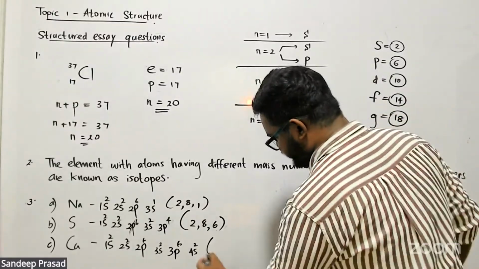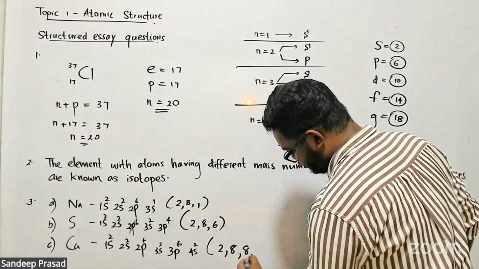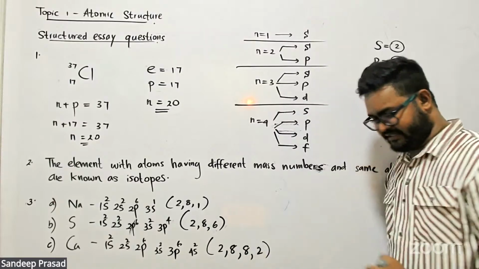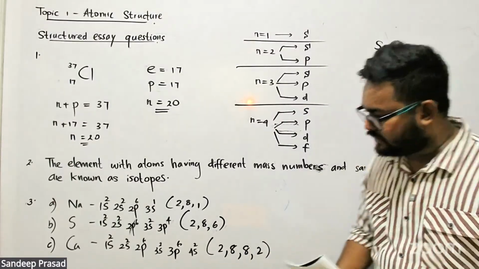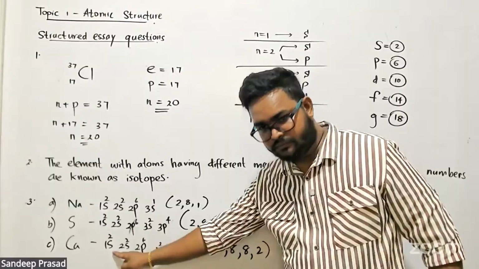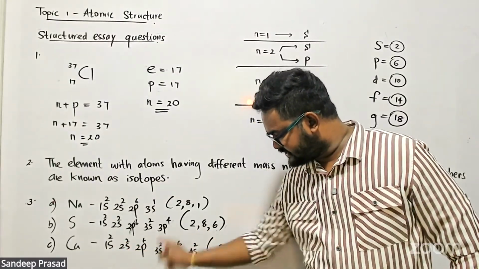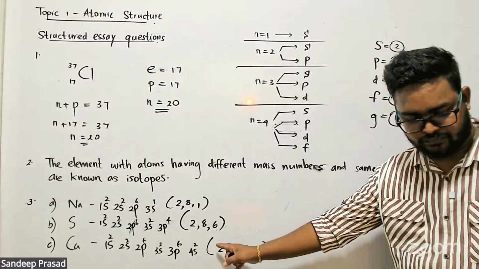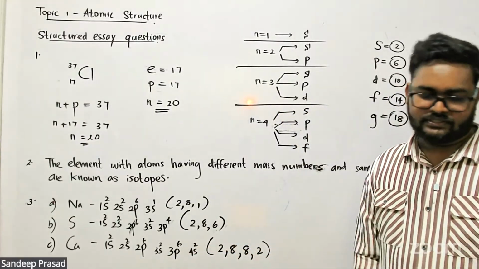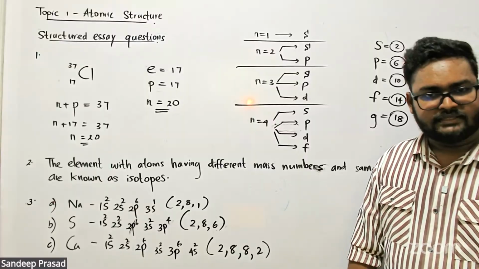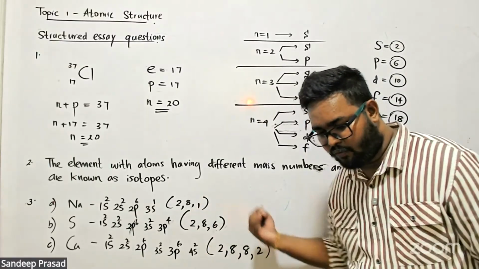Right? You're learning this one as 2, 8, 8, 8, 2. This is what you learn in O-level time. But still that one is here. 1s2, 2s2, 2p6, 8. 3s2, 3p6, 8 here. And 4s2. That is containing 2 electrons. Can you see that? That is the difference between O levels and A levels.